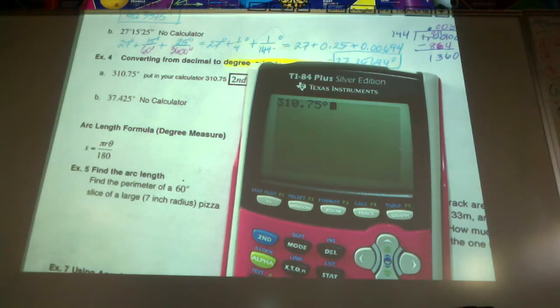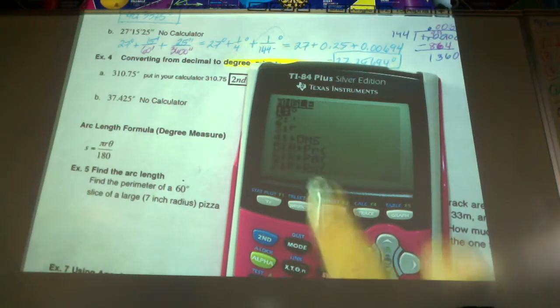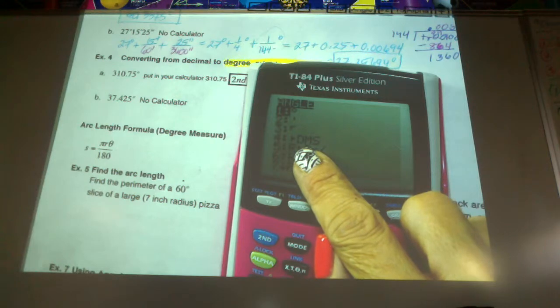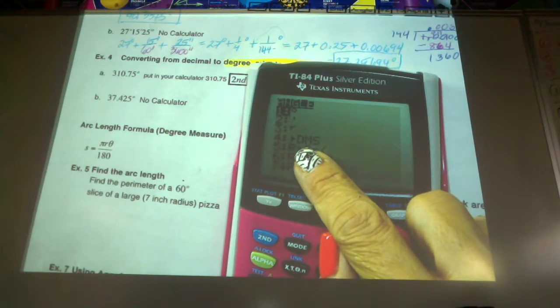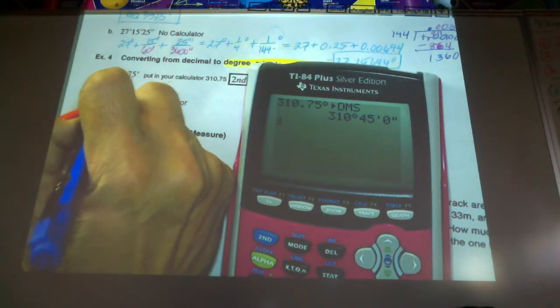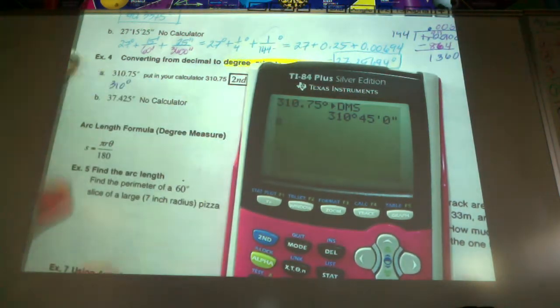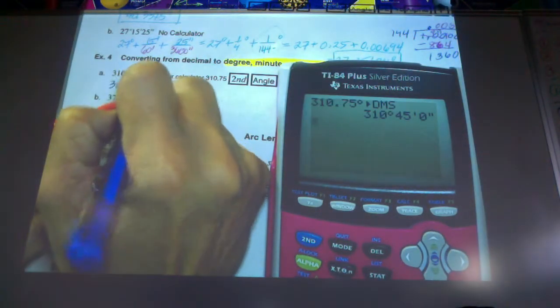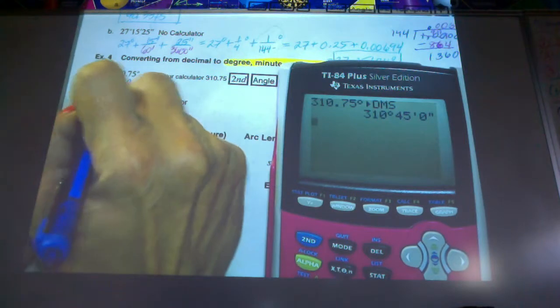Then you can't just hit enter because it's not going to give you anything. You have to go back to your second apps, and this time we want to take the previous answer and convert it to degrees, minutes, and seconds. If I hit 4 and then enter, now it gives me my degrees, minutes, and seconds. I get 310 degrees, which makes sense because our whole number is 310. And then I get 45 minutes and 0 seconds.